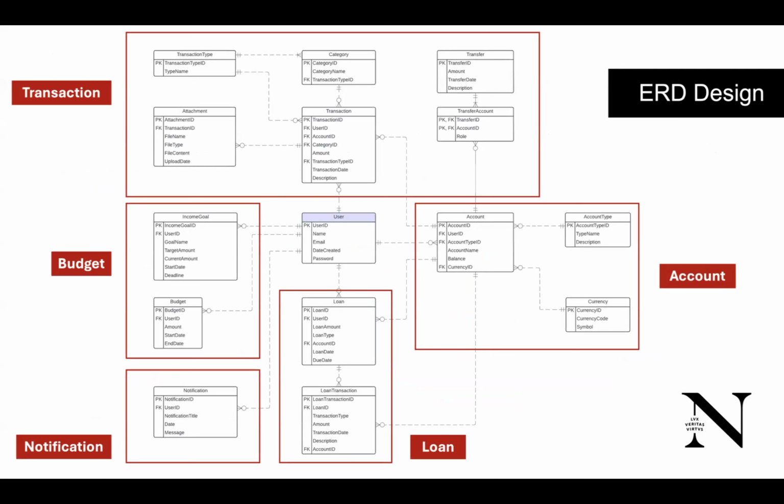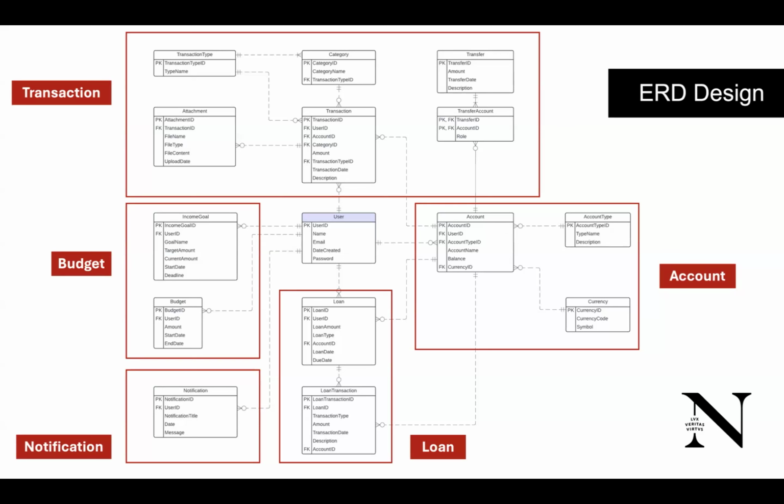For more complex rules, we added triggers. For example, account balances update automatically after a transaction, like income increases the balance and expenses decrease it. We think these are the methods we use to make sure our data stays accurate and reliable. Okay, that's pretty clear. Thank you.